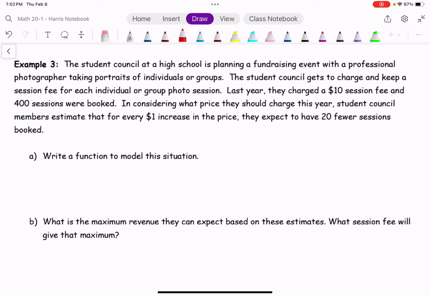So let's write a function to represent the situation. We first have to define our variables. Let's let n be the number of increases that we have. So we're going to let n be the number of increases. This is kind of like a revenue question. So my revenue is going to be equal to the cost of a session, based on the number of sessions.